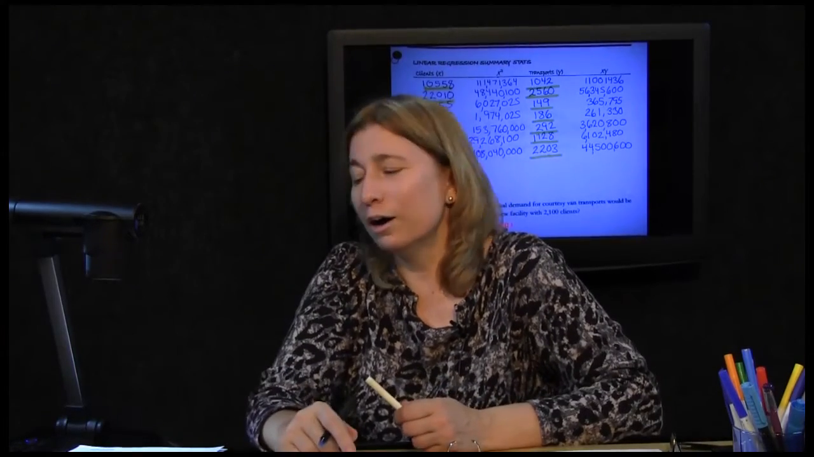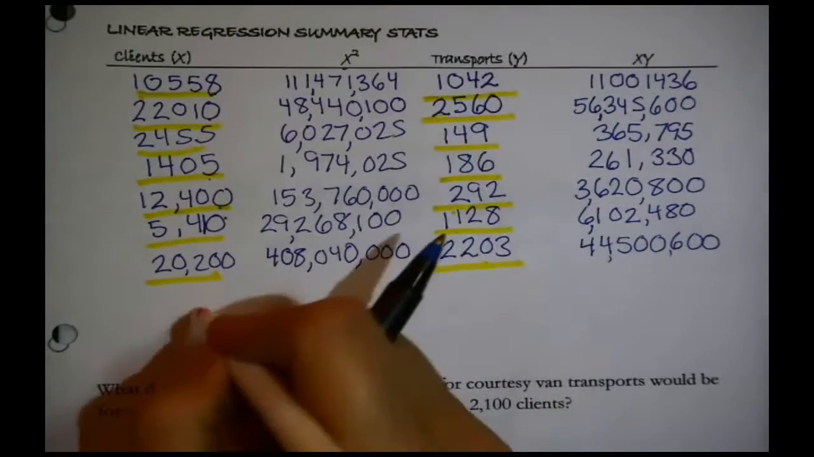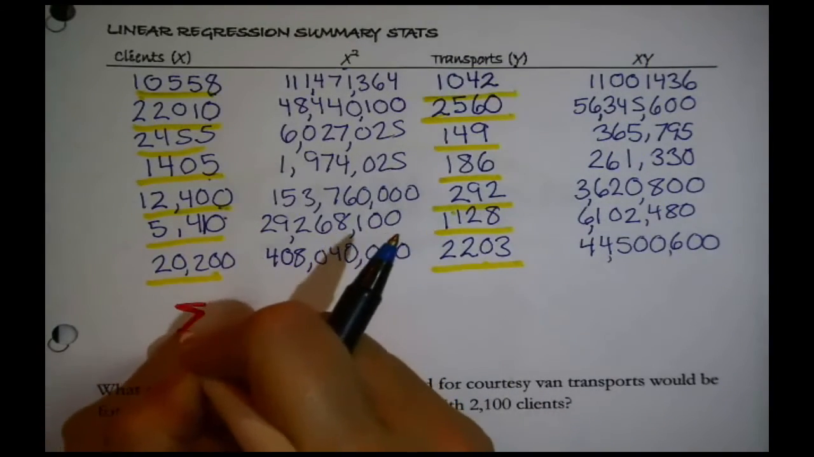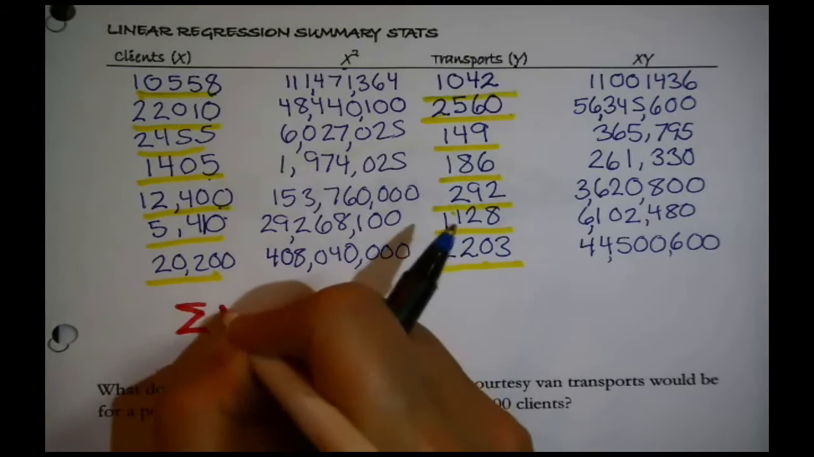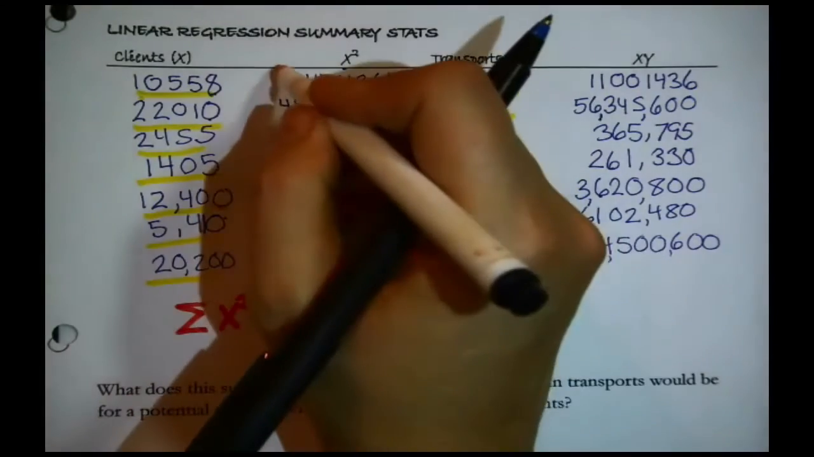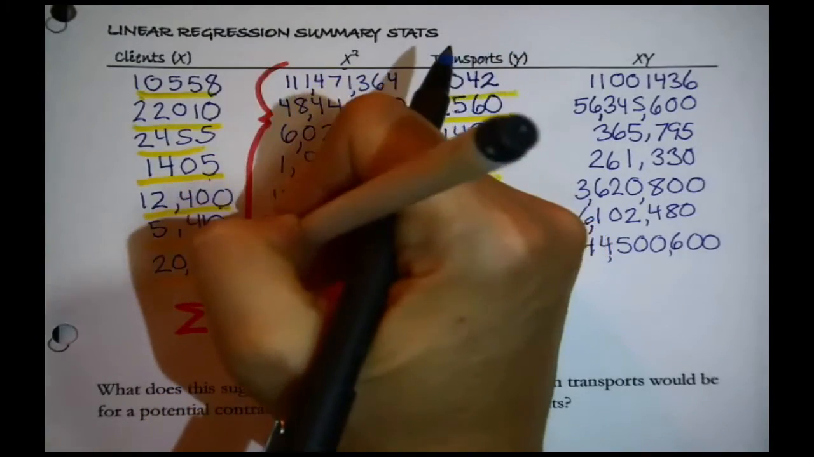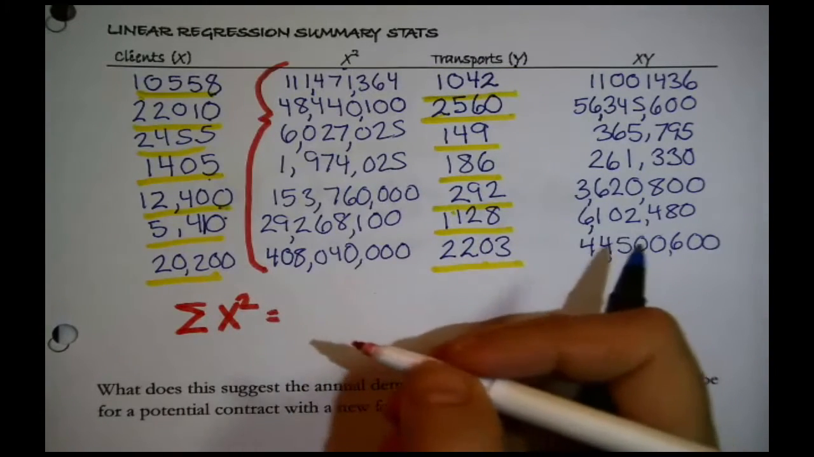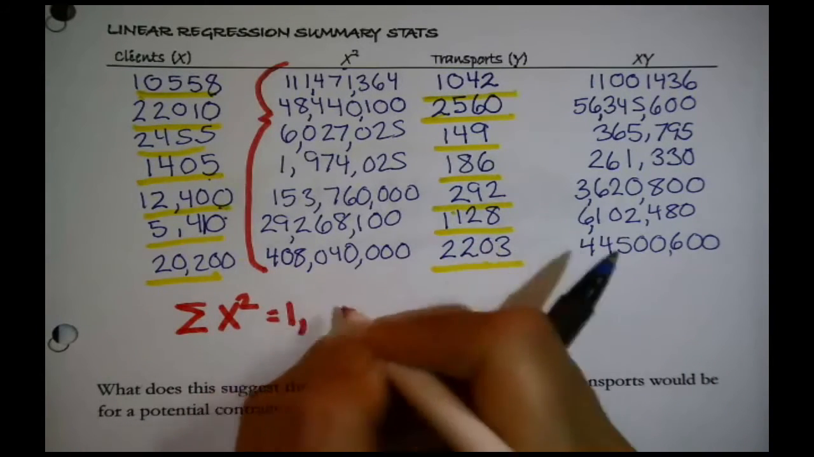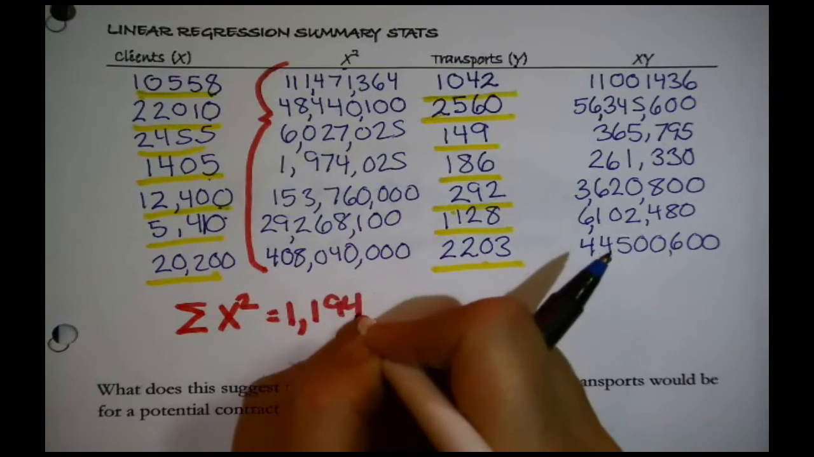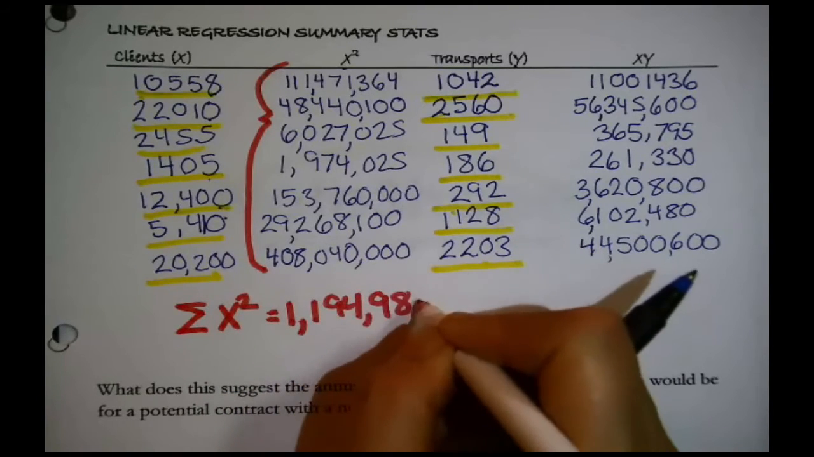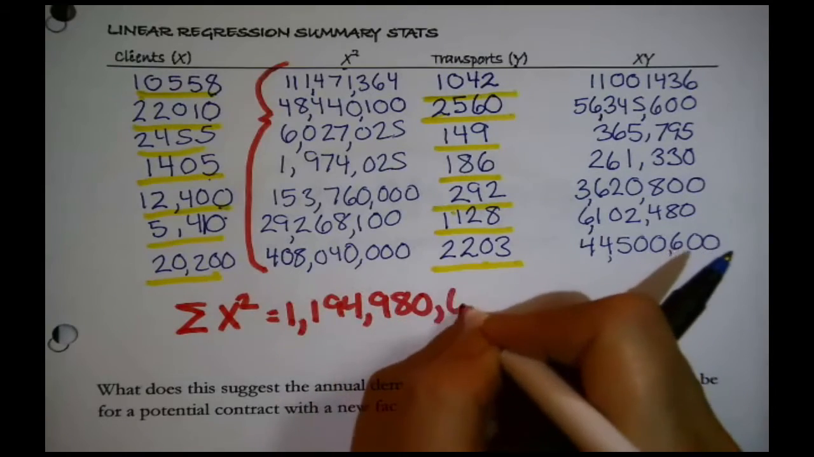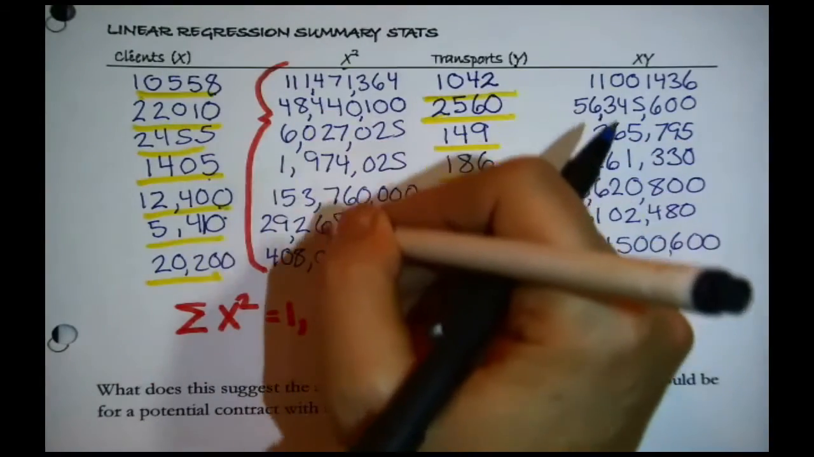Why were we doing this? I mean, what was this for? Because we needed to know, for instance, the sum. Sigma means add up, sum of x squared means add up all these numbers now that we've found them. That is a really big number: 1,194,980,614. It's just the sum of all of these numbers.